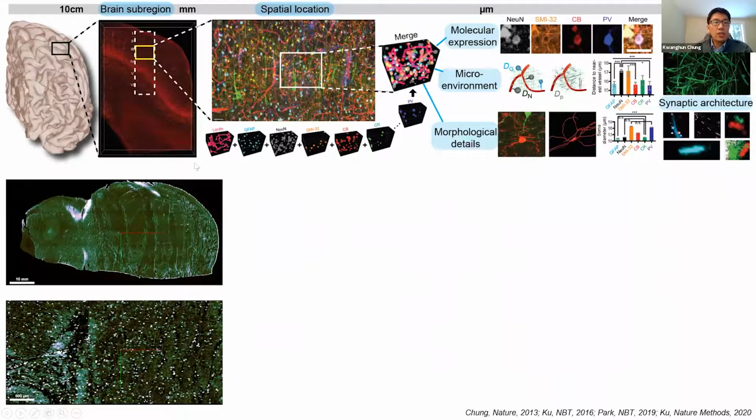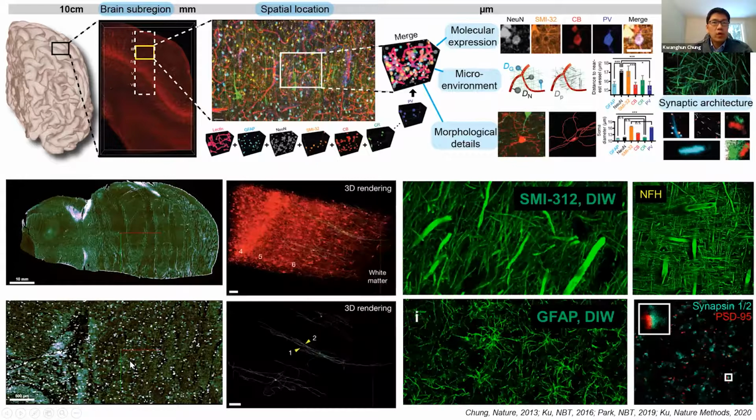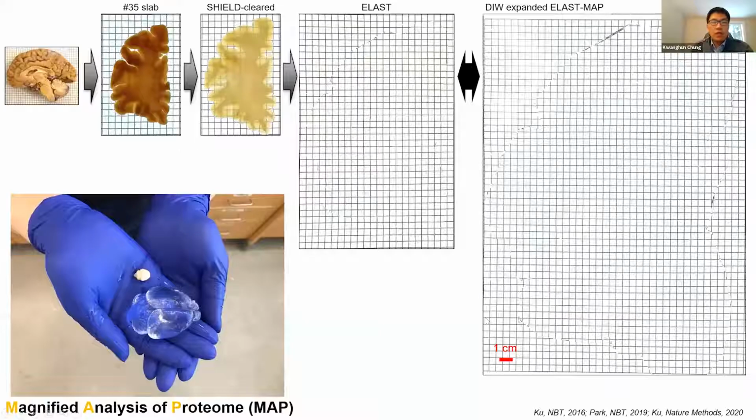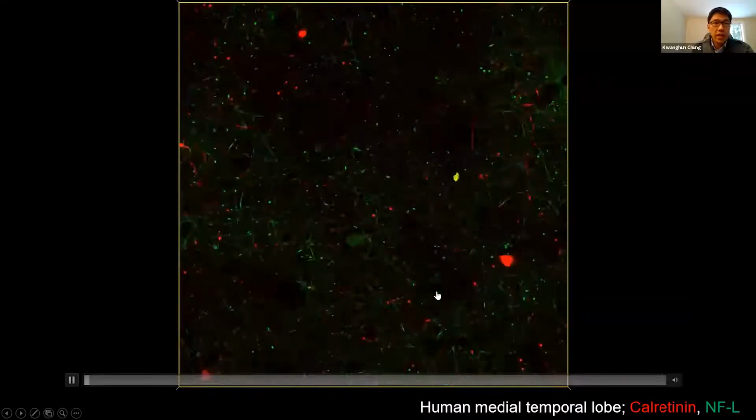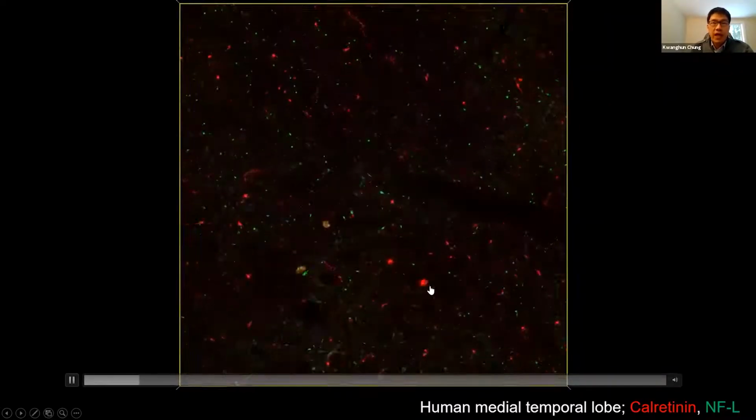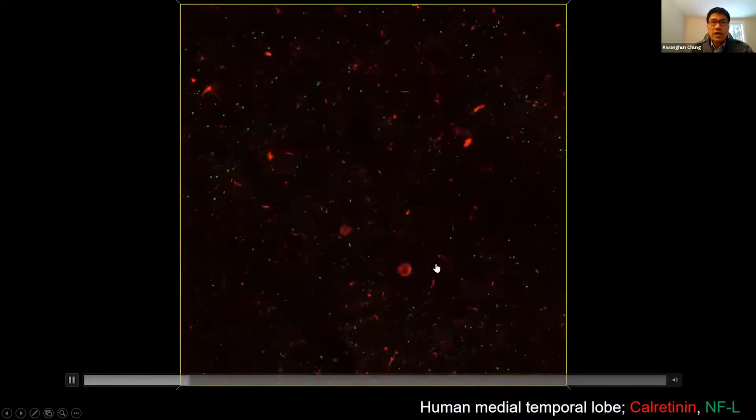So using this ELAST approach, we can preserve all the informations, and we can use low NA, low magnification objectives to image larger tissue. This is one example, human pons, brain pons, and if we zoom in 200 times, you can see individual cells. But if we want to see more detailed structures, high resolution structures like cellular morphology and axonal connectivity, then we need higher resolution. So to do higher resolution imaging of the same tissue, we combine ELAST with our technique MAP to expand the tissue.